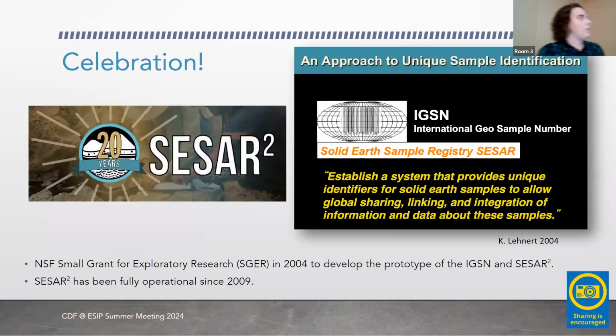We're also really proud that CSAR is celebrating 20 years this year. This is an extraordinary accomplishment. And CSAR was started in 2004 as part of an NSF small grant for exploratory research that was developed to make the prototype of IGSN and the CSAR system. It has been fully operational since 2009. IGSNs started out as international geo-sample numbers, and they've now expanded to international generic sample numbers as the scope has broadened.